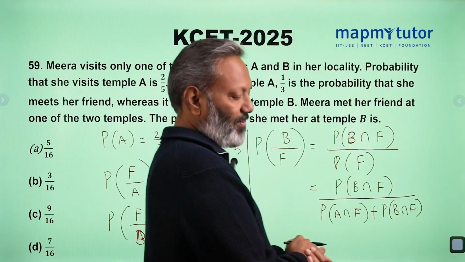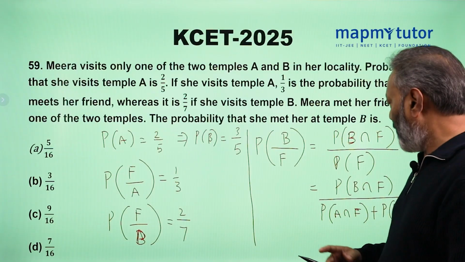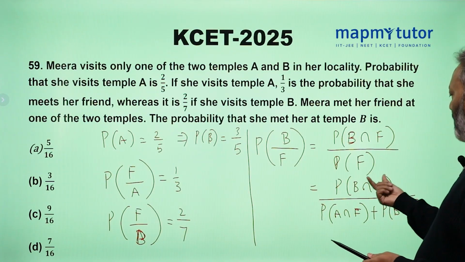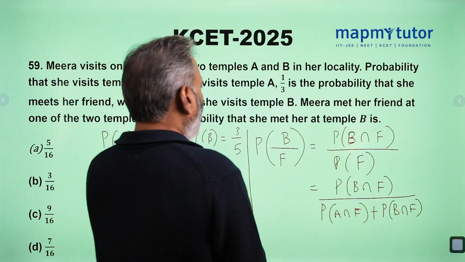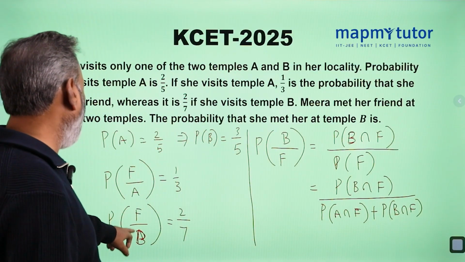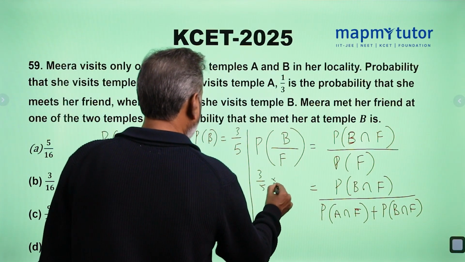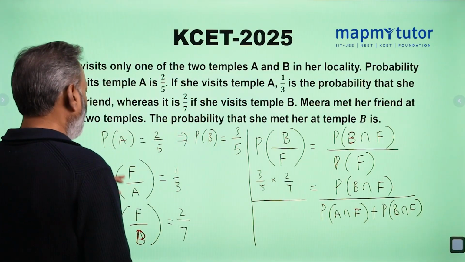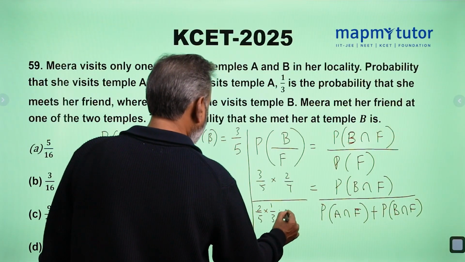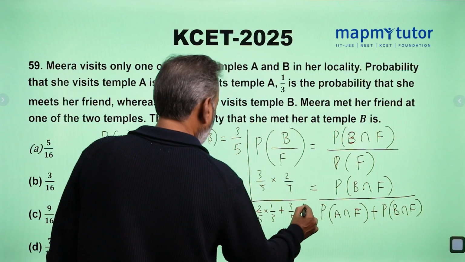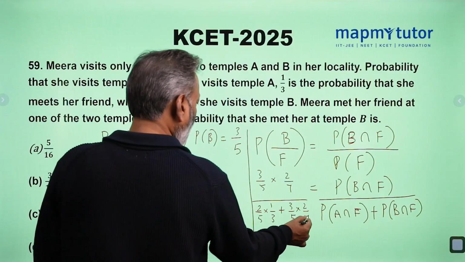Do you recognize which principle is involved in this question? Yes, Bayes' theorem. So, two possible cases, out of which this is your favorable case. Now, it is simple calculation. What is P of B intersection F? P of B into P of F given B. This is 3 by 5 times 2 by 7. And the denominator has two cases: P of A, 2 by 5 times 1 by 3, plus 3 by 5 times 2 by 7. Every fraction, of course, the denominator is 35, here 15, here 35.